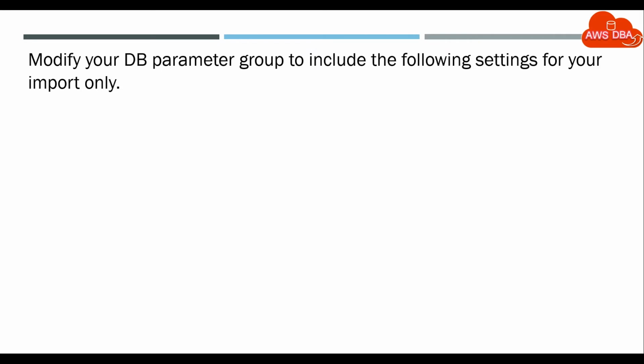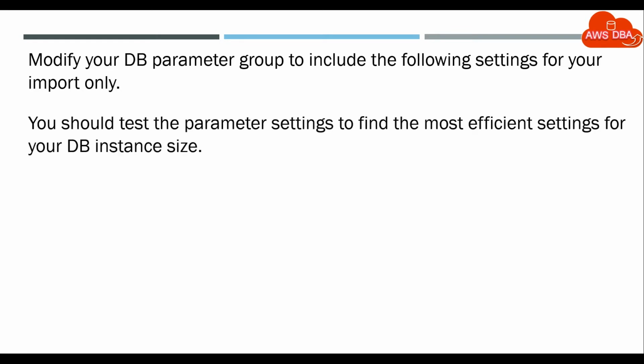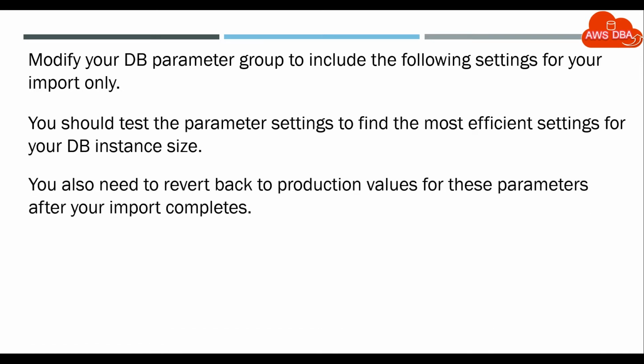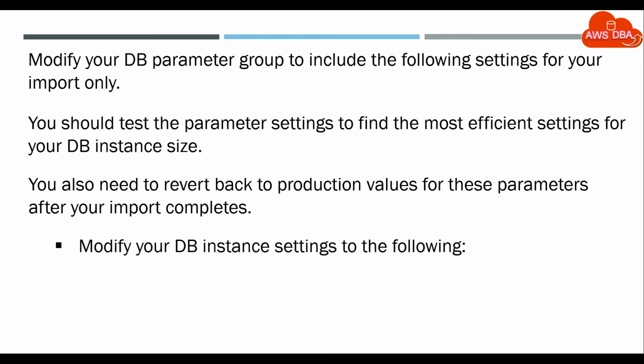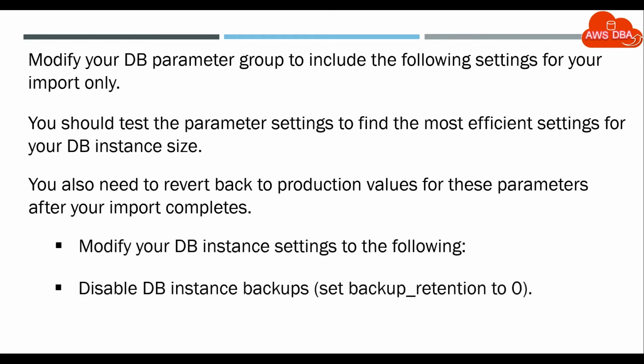Modify your DB parameter group to include the following settings for your import only. You should test the parameter settings to find the most efficient settings for your DB instance size. You also need to revert back to production values for these parameters after your import completes. Modify your DB instance settings to the following. Disable DB instance backups, set backup_retention to 0. Disable Multi-AZ.